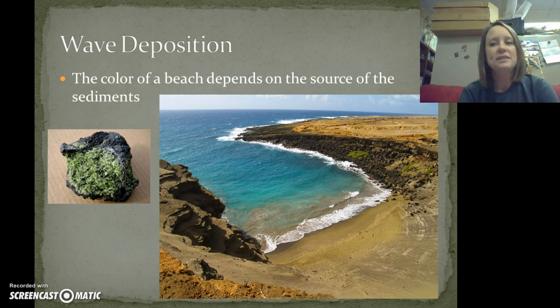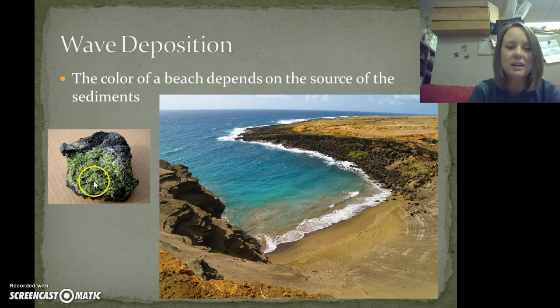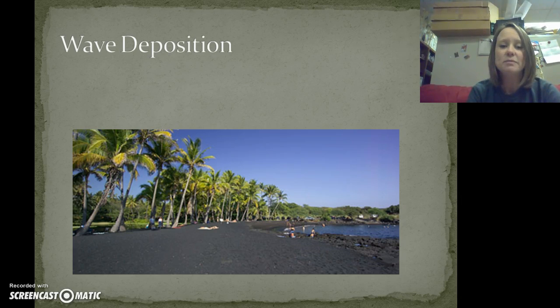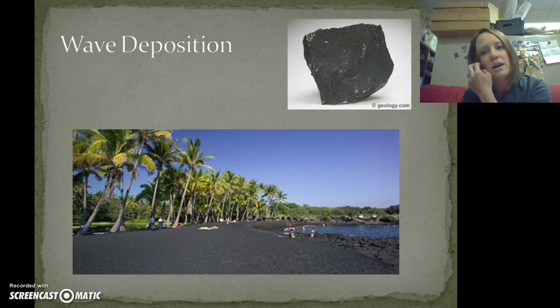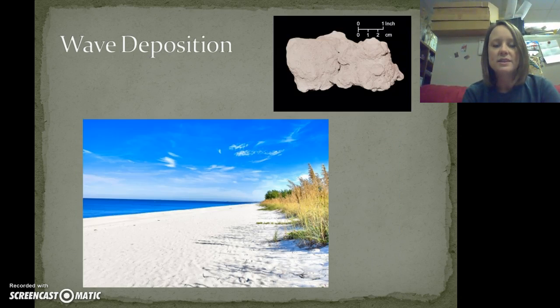When sand is deposited on a beach, the color of the beach depends on the source of the sediment. This picture is of a green sand beach. This is in Hawaii, and it comes from olivine, which is this green colored rock. Here's a black sand beach that comes from volcanic rock. This one is also in Hawaii. It could come from obsidian, basalt, some sort of dark volcanic rock. This is a white sand beach. It's white because it comes from limestone. Remember, limestone is the rock that's formed on coral reefs.